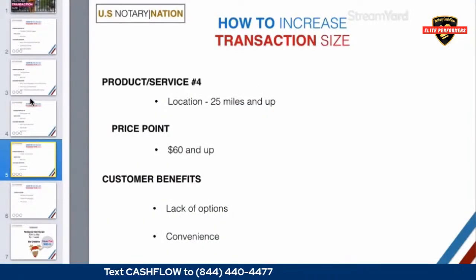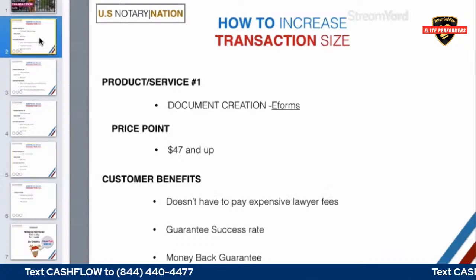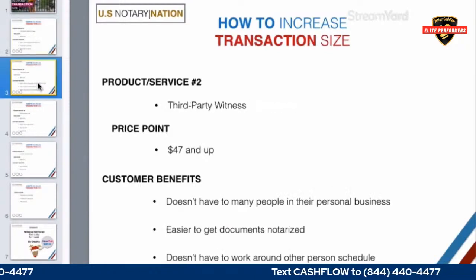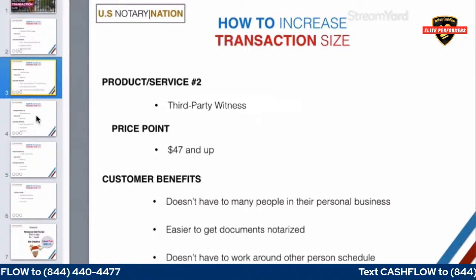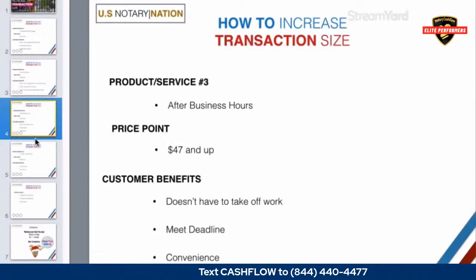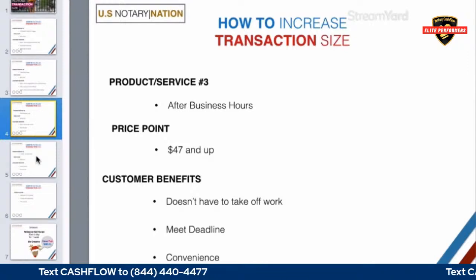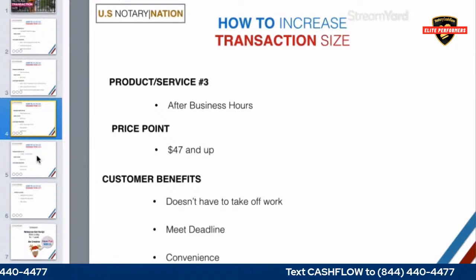Number 1, e-forms, aka document creation. Charge anywhere from $47 and up. The second one is third-party witness. You can't provide a third-party witness? We can provide one for you. That's anywhere from $47 and up. After business hours: it's 8 o'clock, you need a notary to come out to your home. That's going to be an additional, that's a premium. $47 and up right there again.